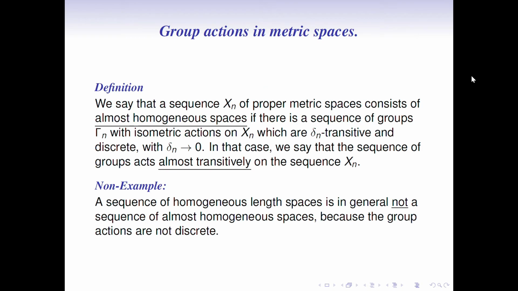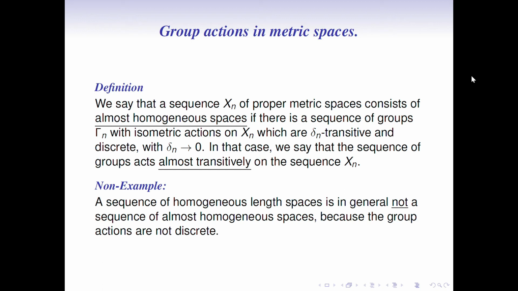One last definition before we move on to the results. Assume we have a sequence Xn of proper metric spaces. We say that this sequence consists of almost homogeneous spaces if we have a sequence of isometric group actions such that the action of the nth group on the nth metric space is delta_n-transitive and discrete, with delta_n going to 0 as n goes to infinity. That is, we have a sequence of discrete actions, none of which is actually transitive, but as n goes to infinity, they are closer and closer to being transitive. In such a case, we say that the sequence of groups acts almost transitively on the sequence of metric spaces.